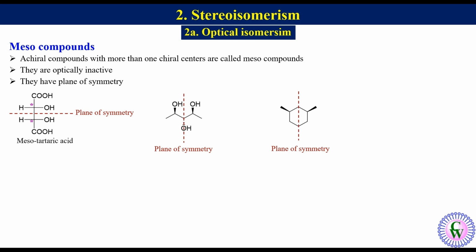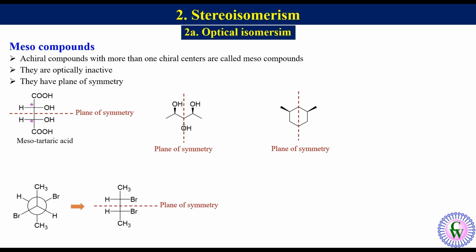Let's have the example of 2,3-dibromobutane drawn in Newman projection. In this projection formula, it is hard to visualize plane of symmetry. In such situation, convert Newman projection to Fischer. Now we can see that there is a plane of symmetry. So this is also an example of meso compound.